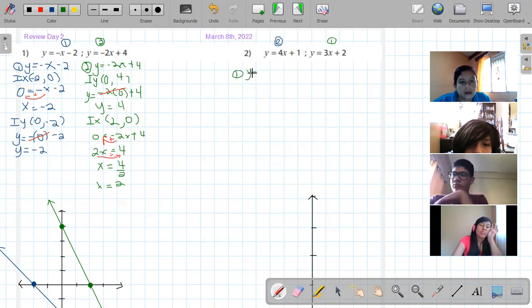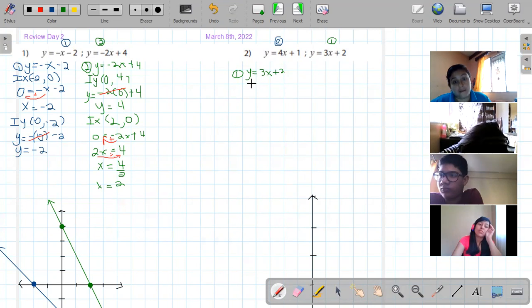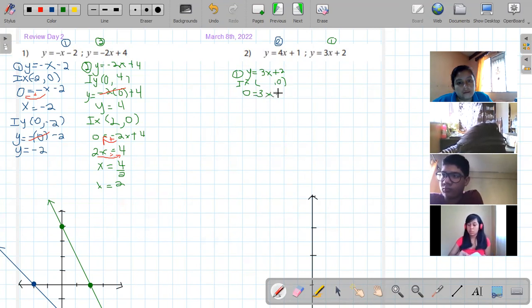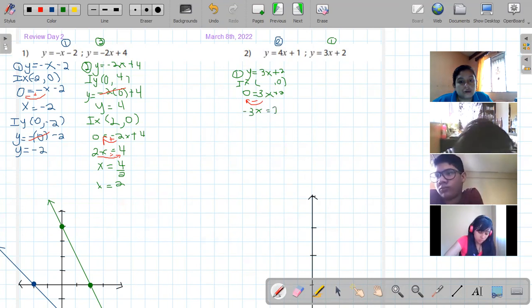Okay. So I'm copying my equation y equals 3x plus 2. By the way, we are going to have fractions here. Okay. So the intercept in x is when y is equal to 0. So I'm going to say 0 is equal to 3x plus 2. Now the 3x is added, it goes to the other side, subtracting because I need to have the x on one side. So negative 3x is equal to 2.